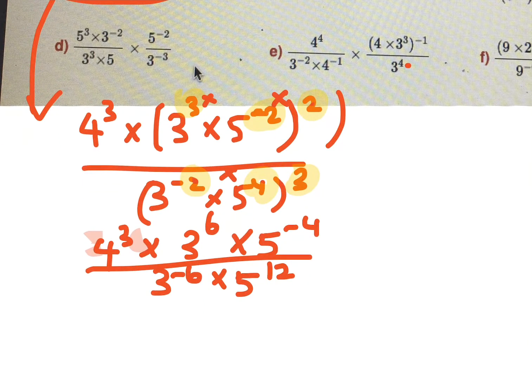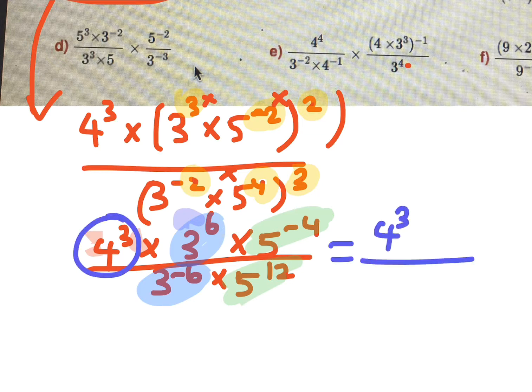Okay, so now let's just look for the ones that have the same base. So you've got a 3 to the minus 6 and a 3 to the 6. And then you also have 5 to the minus 4 and 5 to the 12. So when you're cancelling here, you've got to think about which one's bigger. Now the bigger one is on top with the 3's. And the 4 to the 3 there, well, that just stands alone. It doesn't cancel with anything. So that one moves up the top.